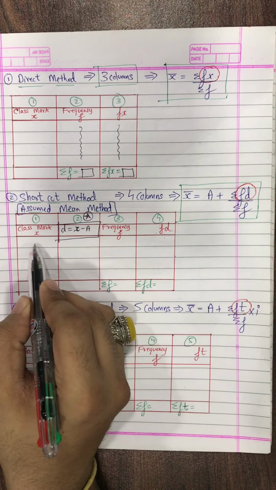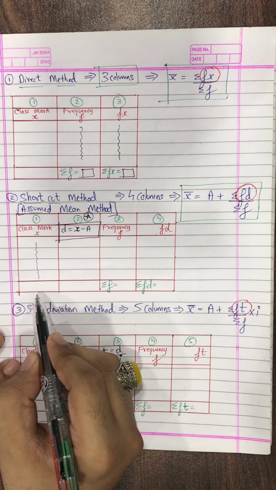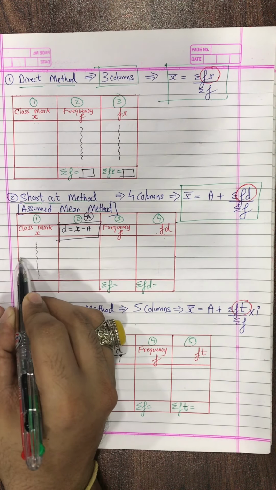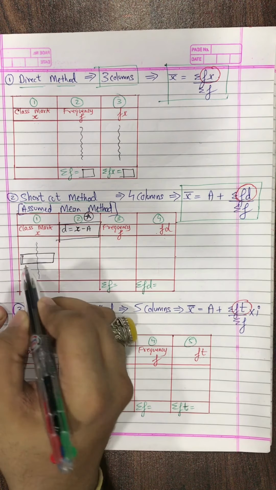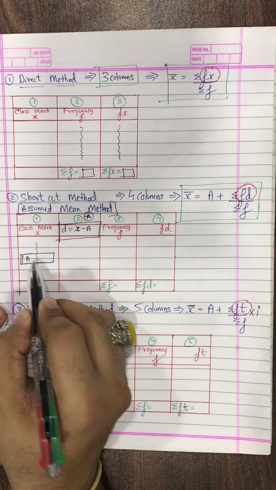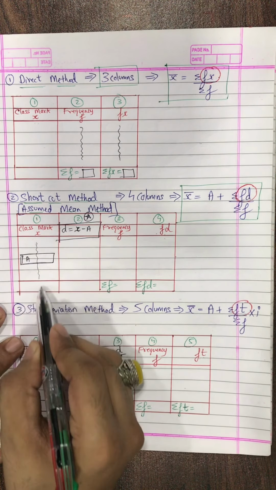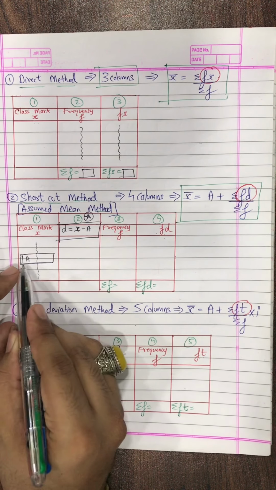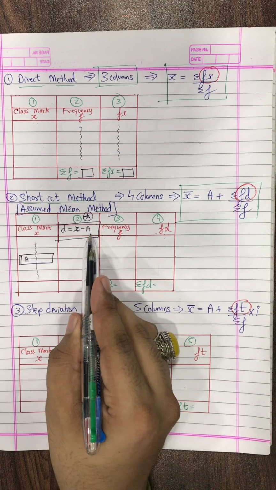Here in the X, different values of X will be given to you in the question. Any one value which is the central observation, we select randomly, and we call it capital A, the assumed mean. So whichever values of x are given, from them the central observation we will call A, and we will write it over here.